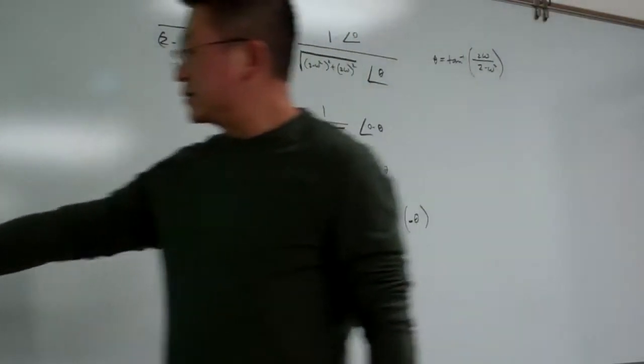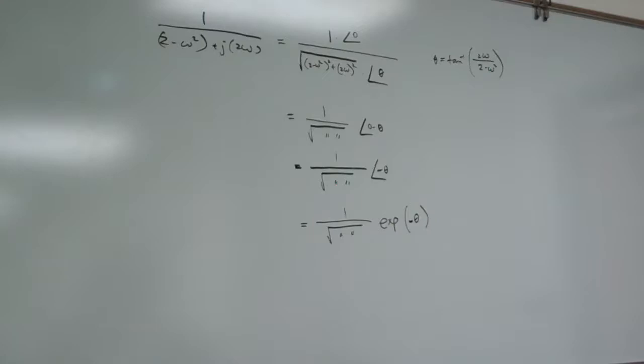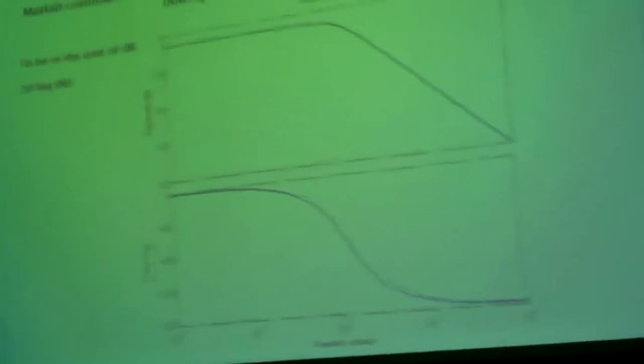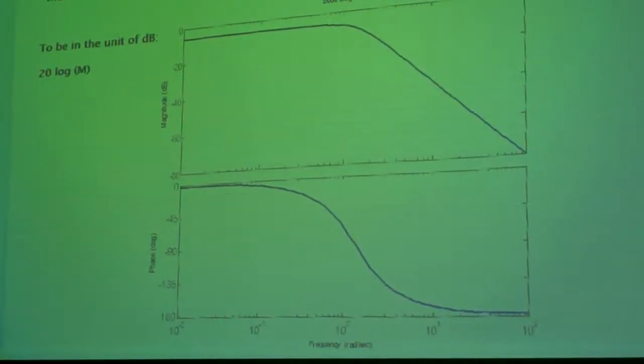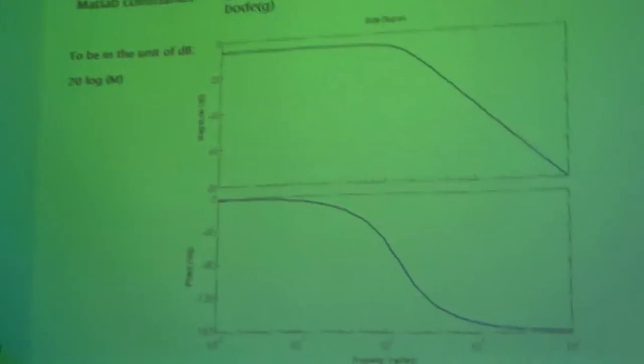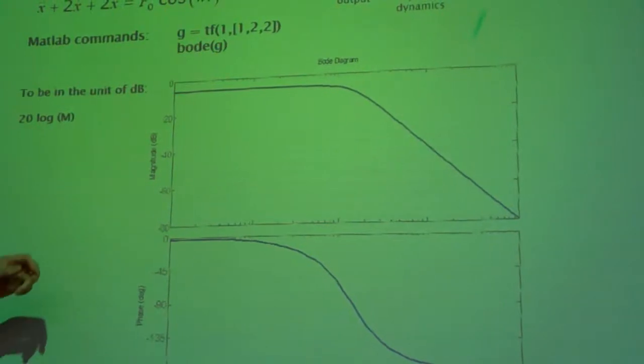Okay, so that is on this slide here. And MATLAB helps us to plot this kind of magnitude and phase angle pretty easily. And here, let me introduce this command.